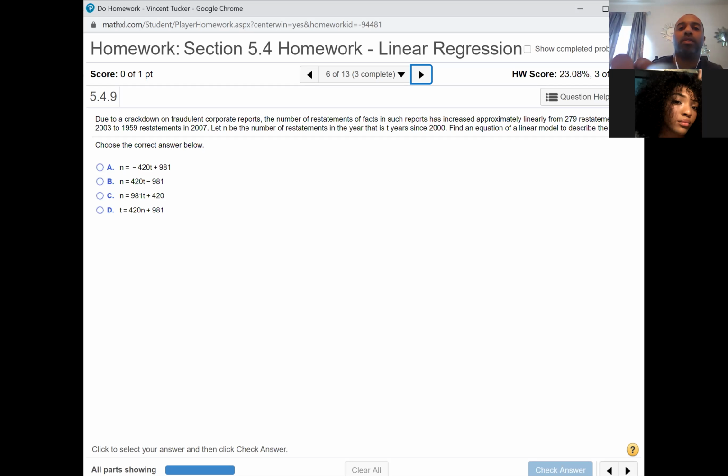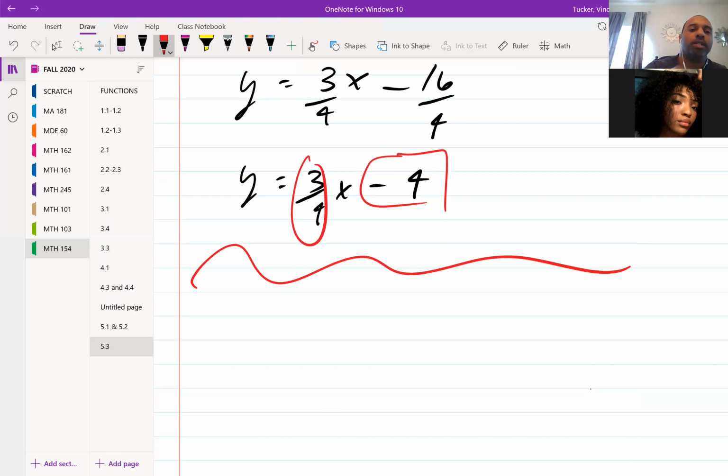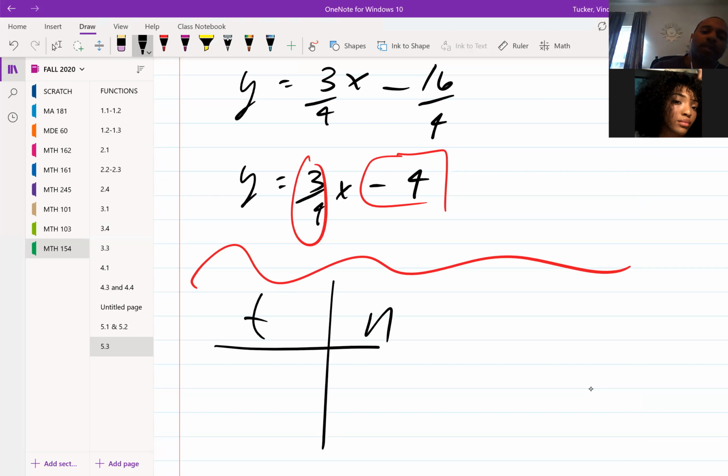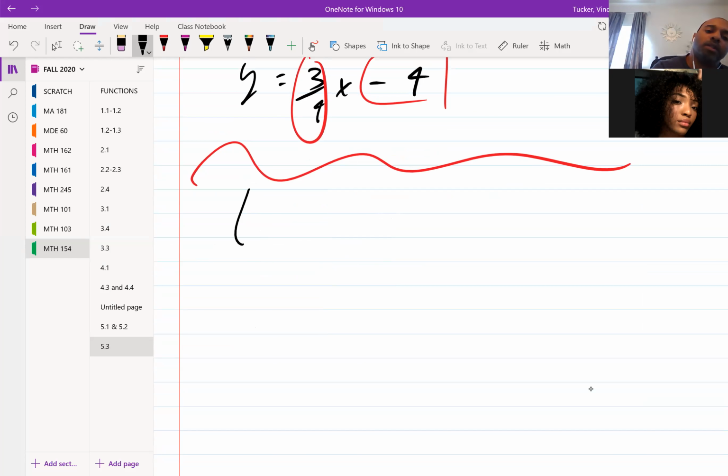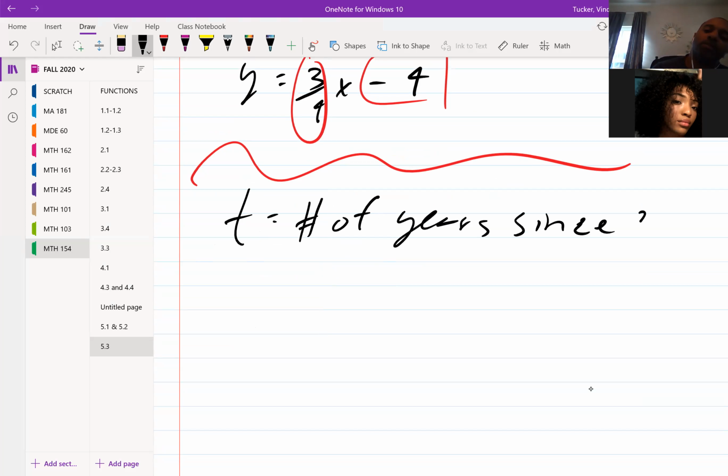All right, so let's go to the notes and write down what is given. So we have T, number of years since 2000, and N, number of restatements.